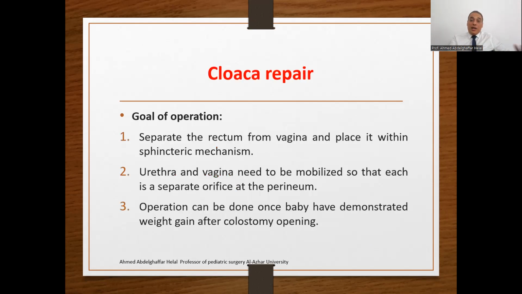the vagina. Regarding the cloacal repair, the pediatric surgeon must know that the goal of the operation is to separate the rectum from the vagina and place it within the sphincteric mechanism. This is number one. Number two, the urethra and the vagina need to be mobilized so that each has a separate orifice in the perineum, like the normal condition. The operation can be done once the baby demonstrates weight gain after colostomy opening.